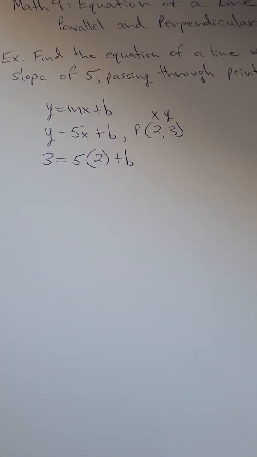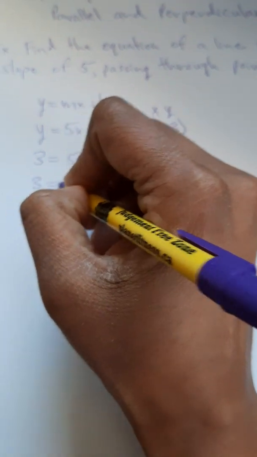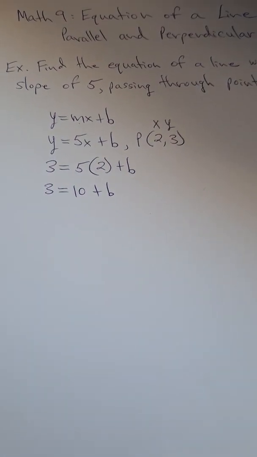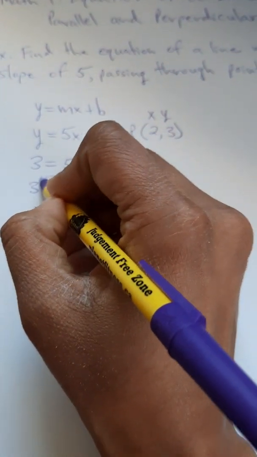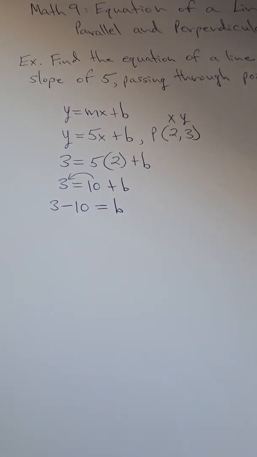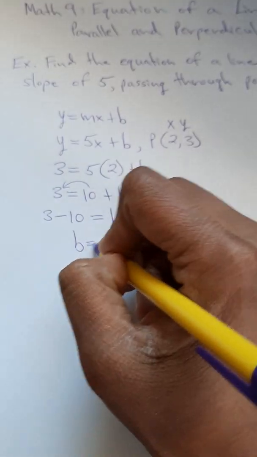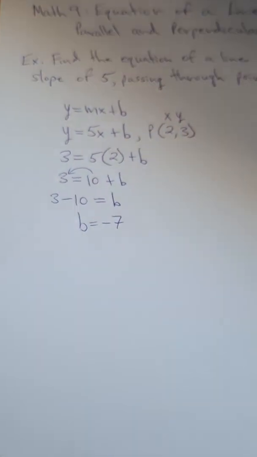This is how you always find the equation of a line. So let's multiply this: 3 equals 10 plus b. Then you're going to take the 10 to the other side. I'm going to subtract this, so 3 minus 10 equals b. Every time you go across the equal sign, make sure you're changing the sign. And so b is equal to negative 7.